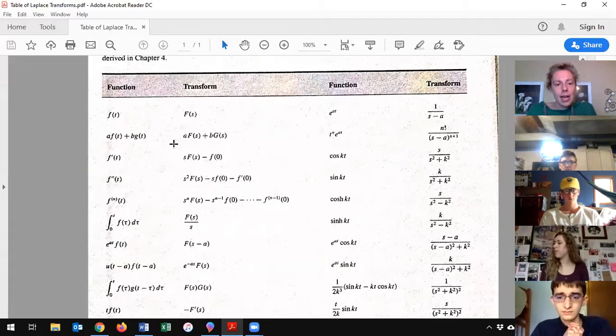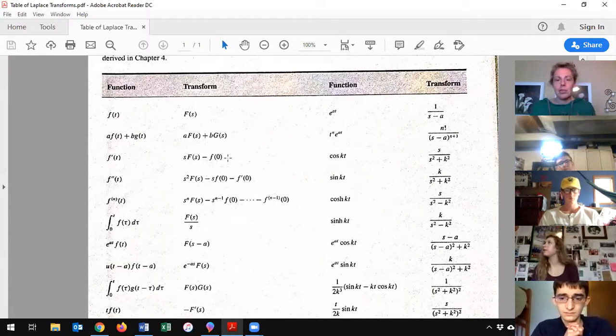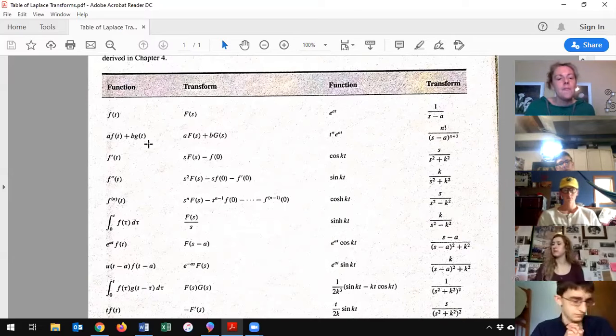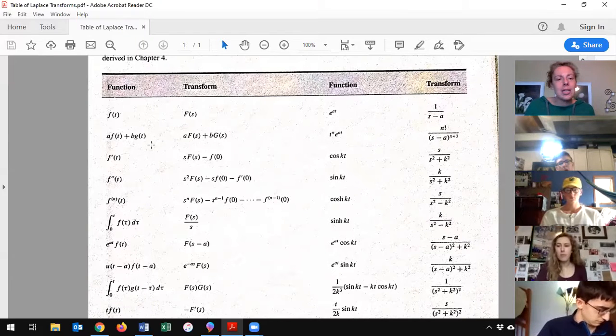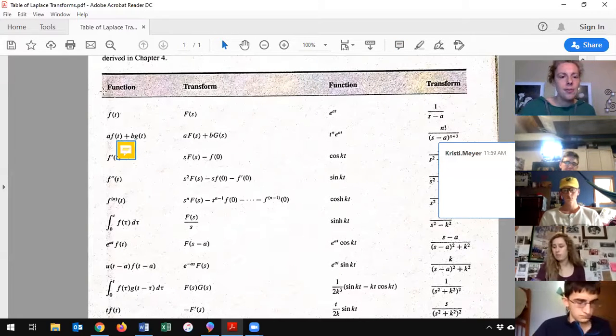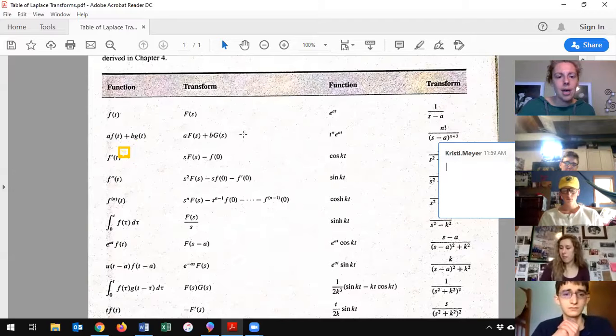There's a couple of really nice properties that the Laplace transform has. And again, there's a proof of this in my notes so you can see where they're coming from. The first is that it's what's called a linear operator.